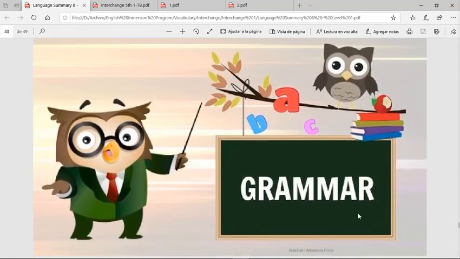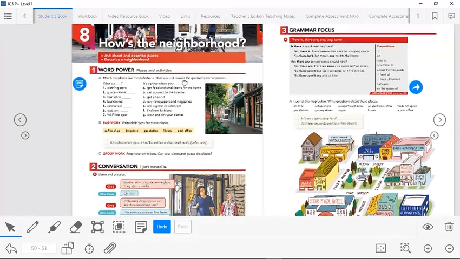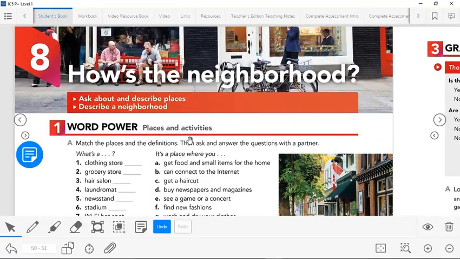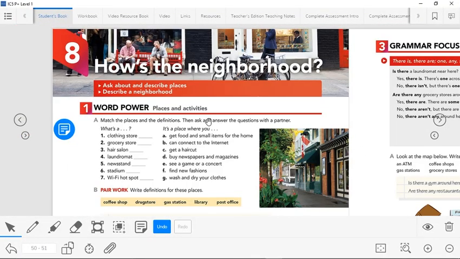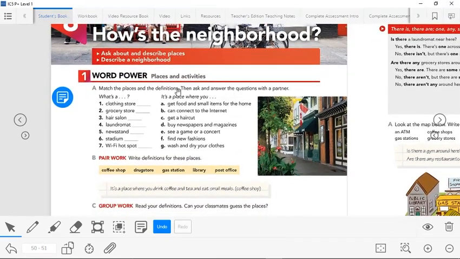Okay, now we're finally starting with the part of the day of the book, and then we're gonna be coming back for the grammar in a couple of minutes, okay? So let's start. Unit 8 is called How's the Neighborhood? And as you can imagine, we're gonna be seeing things about the neighborhood as we've seen in the vocabulary, and the topics for these units are gonna be ask about and describe places and describe a neighborhood. But to start, we're gonna be starting with a word power.